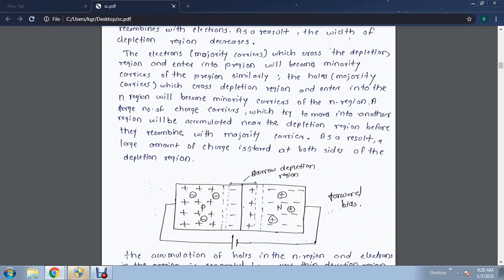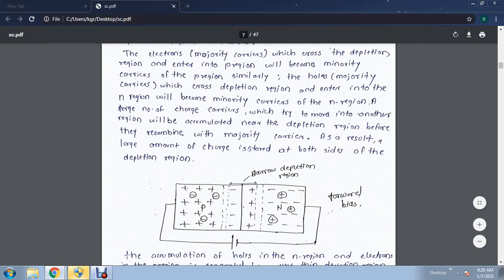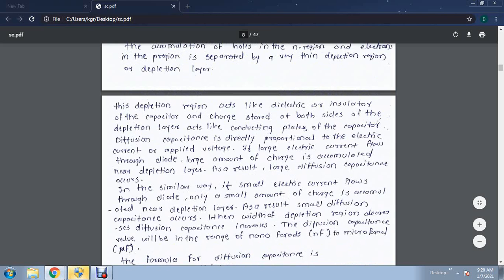The charge carriers which move into the other region will accumulate near the depletion region before they recombine with majority carriers. As a result, a large amount of charge is stored on both sides of the depletion region. If you see the diagram here, this is the junction, and here a narrow depletion region occurs in forward bias. The depletion region acts as the dielectric or insulator of the capacitor, and the charge stored on both sides of the depletion layer acts like the conducting plates of the capacitor.